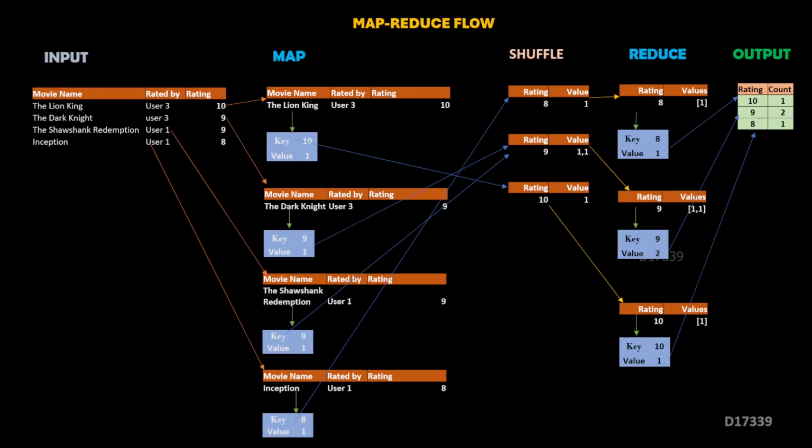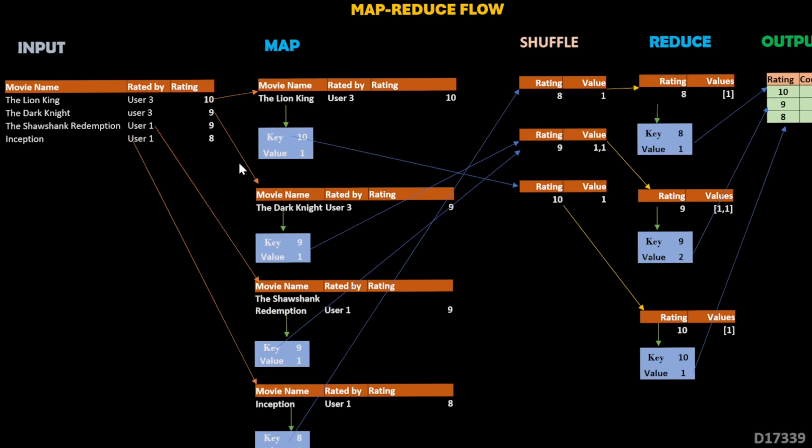If I had, let's say, millions of records, all these records would be running parallelly. For example, one would be running in one thread and another would be running in another thread, and all these records would be running parallelly, and it's going to perform all this operation as fast as possible. So this is how the MapReduce pattern works.